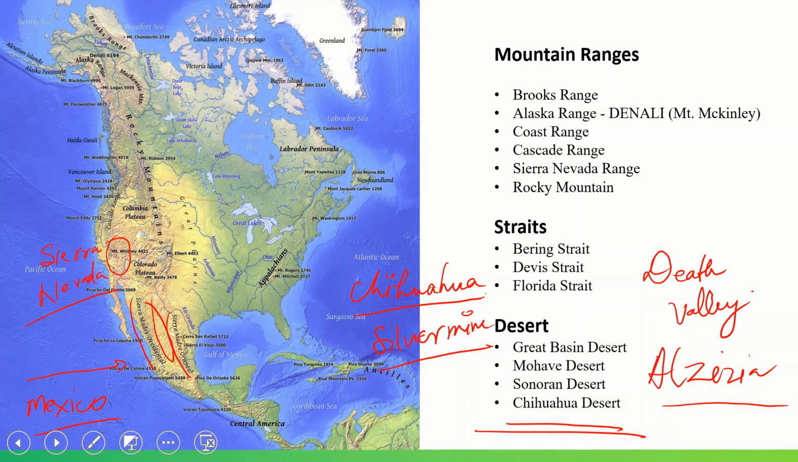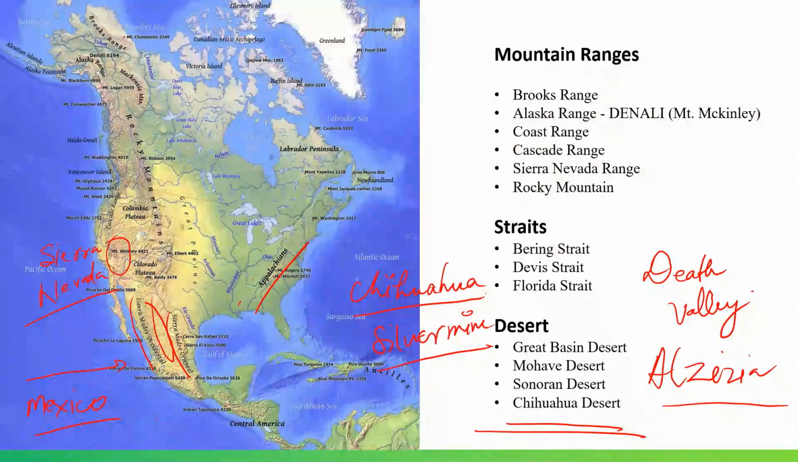Coming to Appalachian Mountain. The fact about Appalachian Mountain is that it is the world's oldest folded mountain. Which is the world's oldest folded mountain? Appalachian Mountain is the world's oldest folded mountain.